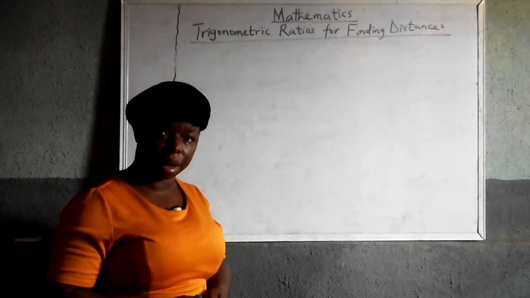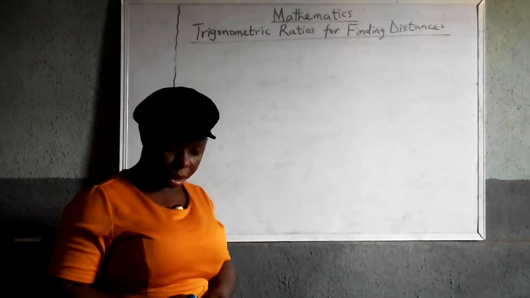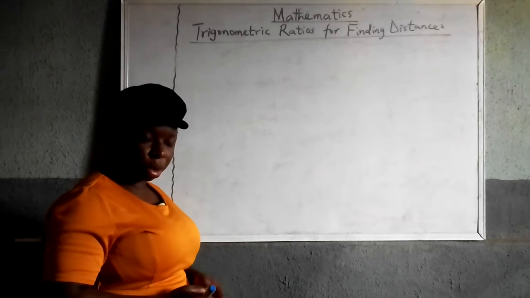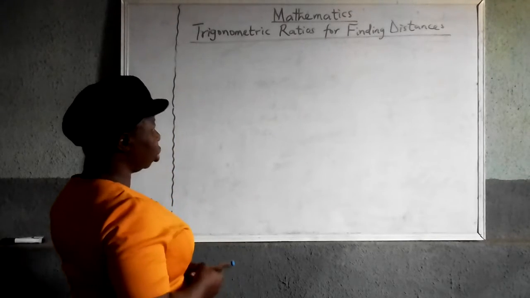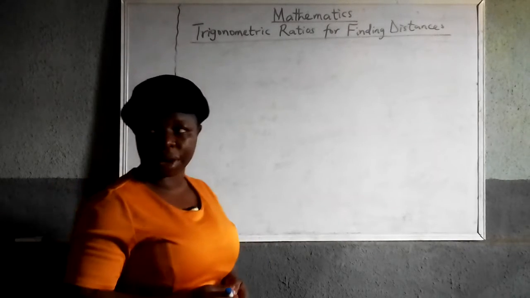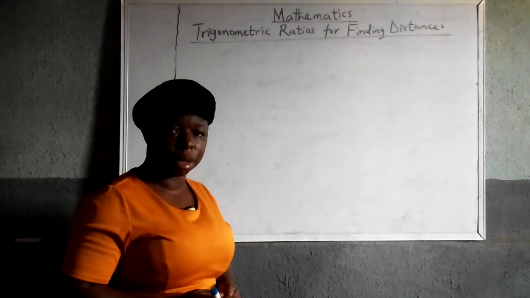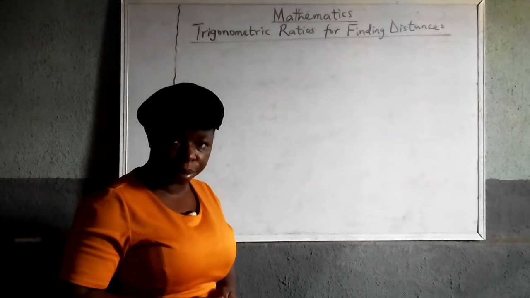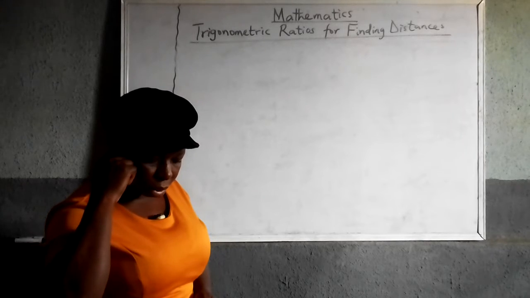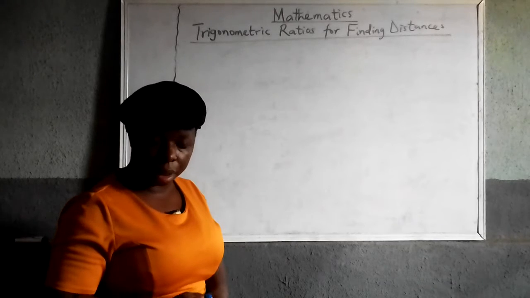I believe you can still remember we treated trigonometric ratios before we went on holiday. Okay? And then we learned that we use trigonometric ratios when we are given a right-angled triangle. That means if you are not given a right-angled triangle and you are given another shape, then you have to deduce a right-angled triangle from the given figure. Let's quickly look at some examples, and from there we shall go to other things.